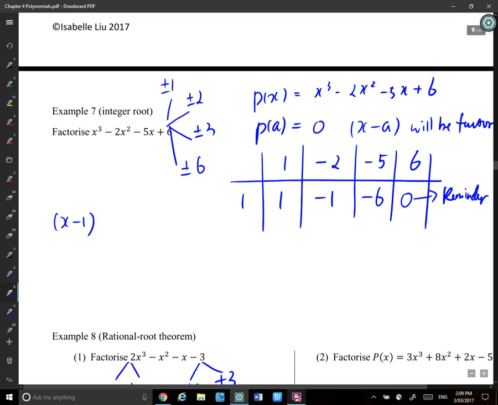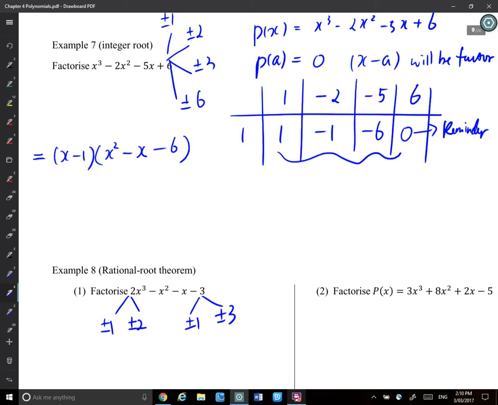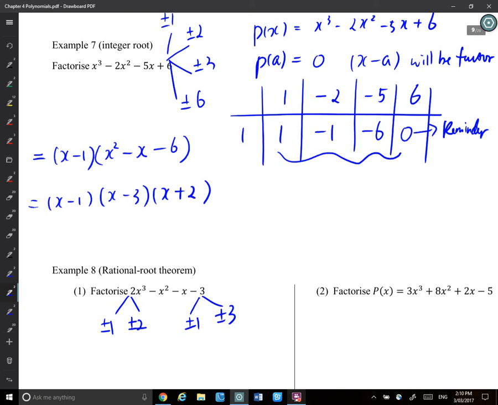The good thing is, those numbers are the coefficients of what has been left. You're left with a quadratic, x squared minus x minus 6. You directly work out what has been left, the rest of them. Then you have x minus 1, x minus 3, and x plus 2. It's really quick. I totally avoid long division.